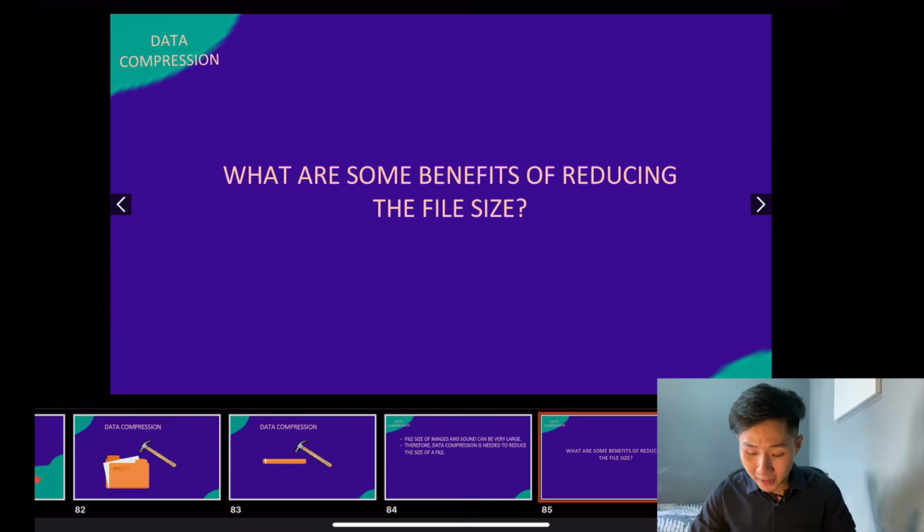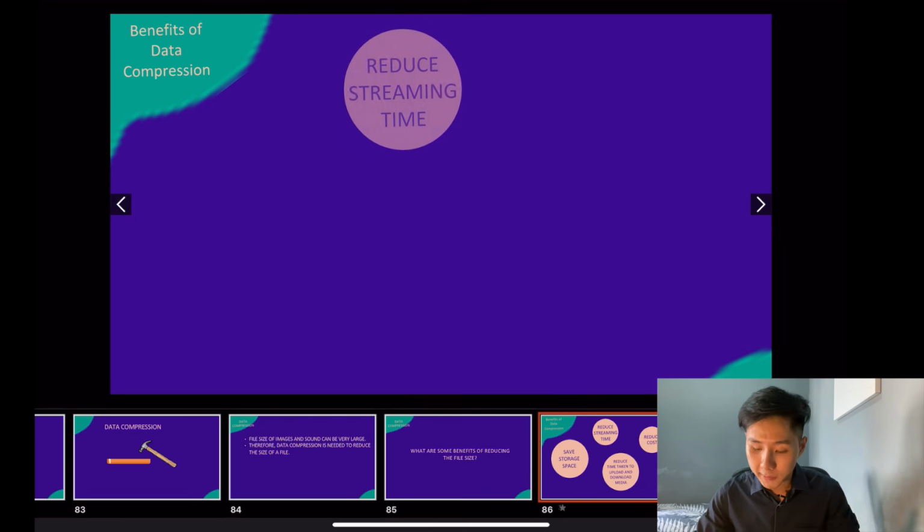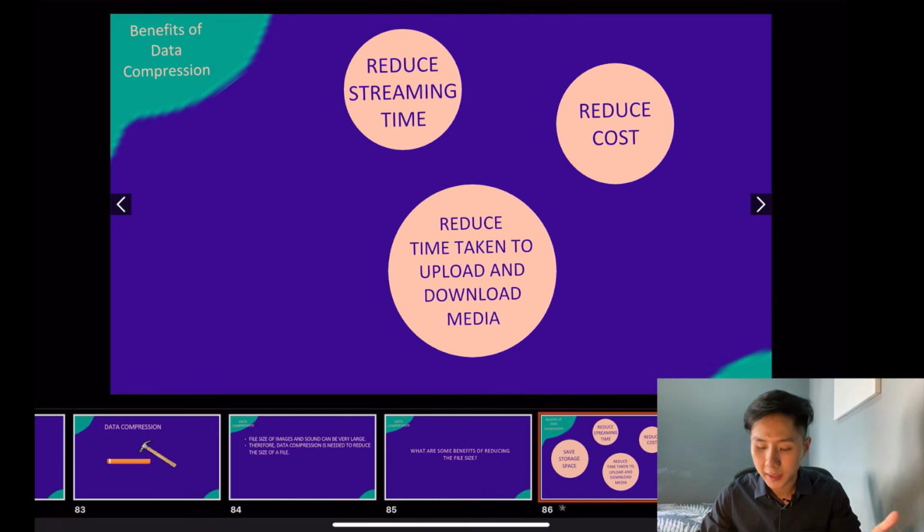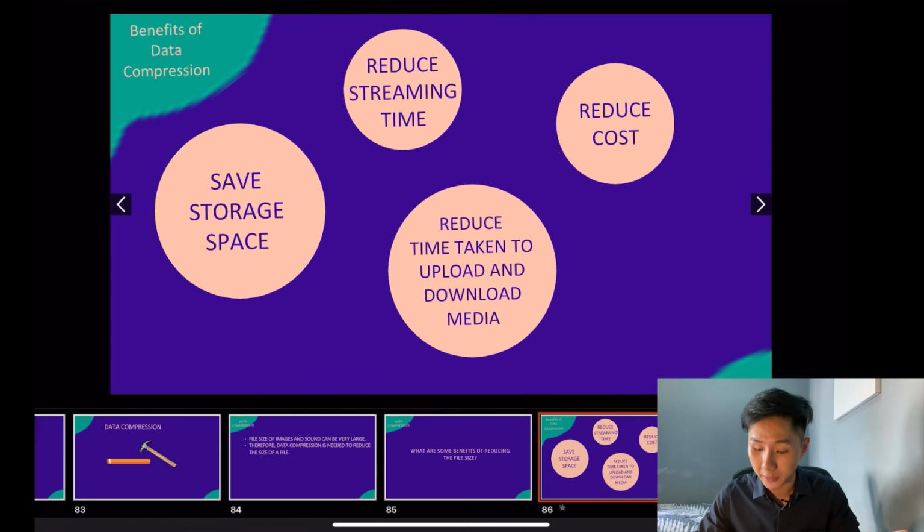So here are some of the benefits of reducing the file size. The first thing is that we can reduce the streaming time, which means if this video size is smaller, it is easier for me to upload it to YouTube. And reduce time taken to upload and download media, reduce costs. Cost is very important. If you go to the market and try to look for a 128 gigabyte and 256 GB hard disk, you will know that the price is very different. Therefore, by reducing the size, we can actually reduce the cost and save storage space, very straightforward.